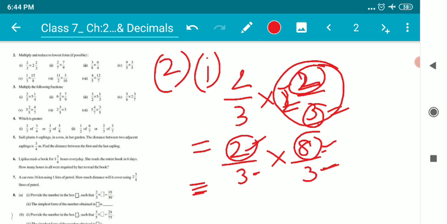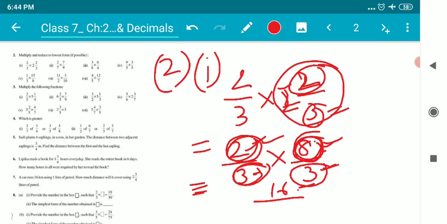Children, throughout my teaching experience, I have seen children make mistakes here. They multiply the numerator with the denominator. Don't do that. It never happens. Numerator will always be multiplied with the numerator. Denominator will always be multiplied with the denominator. So 8 multiplied by 2 is 16. 16 by 3 3s are 9. So my answer is 16 by 9.